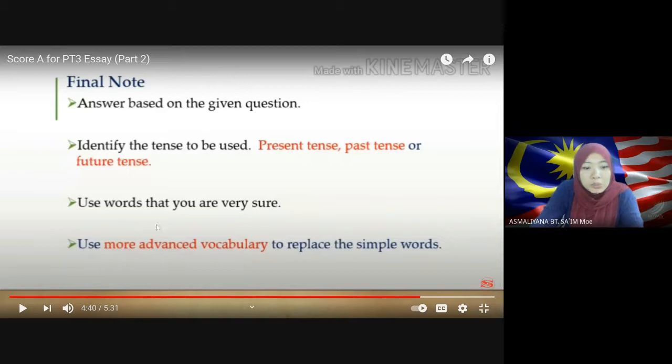Okay, use more advanced vocabulary to replace the simple words. If you have it, okay, more vocabularies, use the advanced vocabulary. Alright, if you have. If you don't have, no need, don't. That's what I said, you must be very sure of the words that you choose. Okay, do you understand up to here?